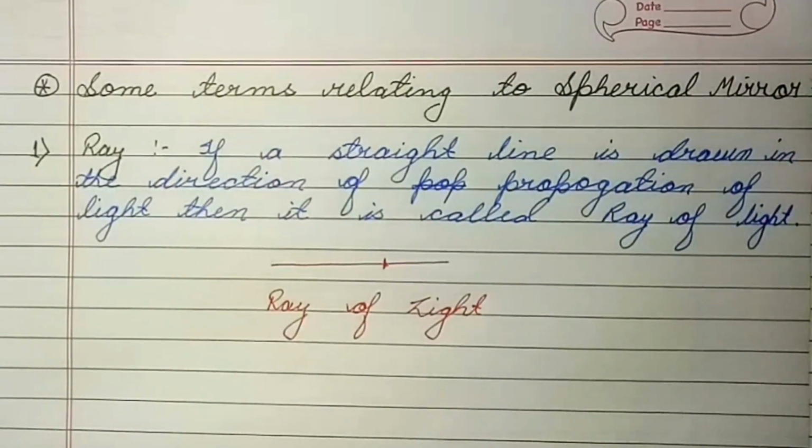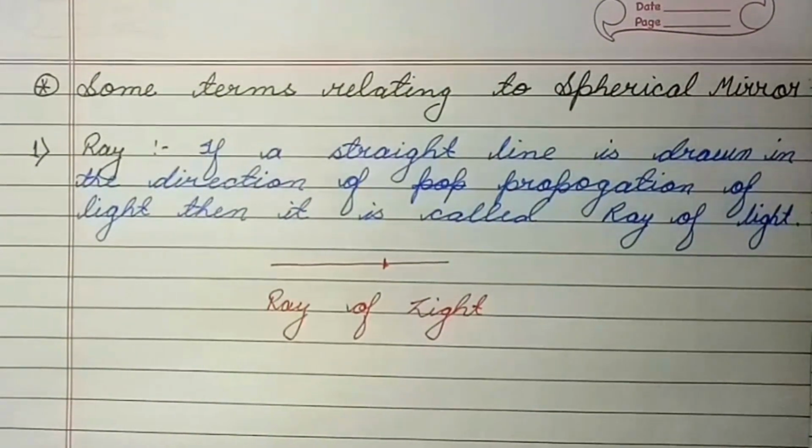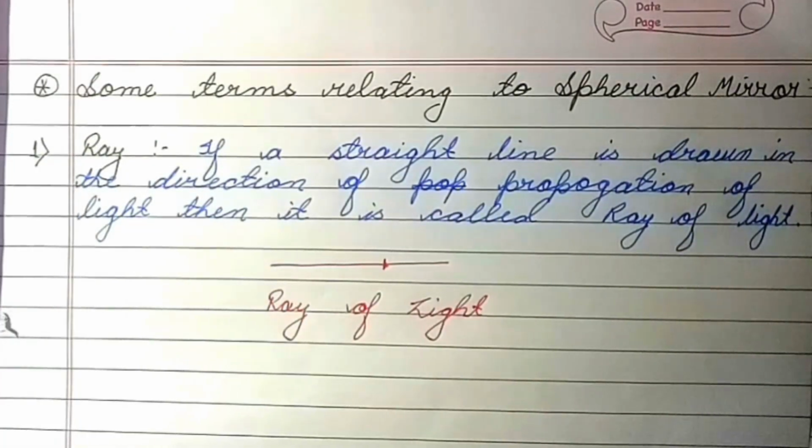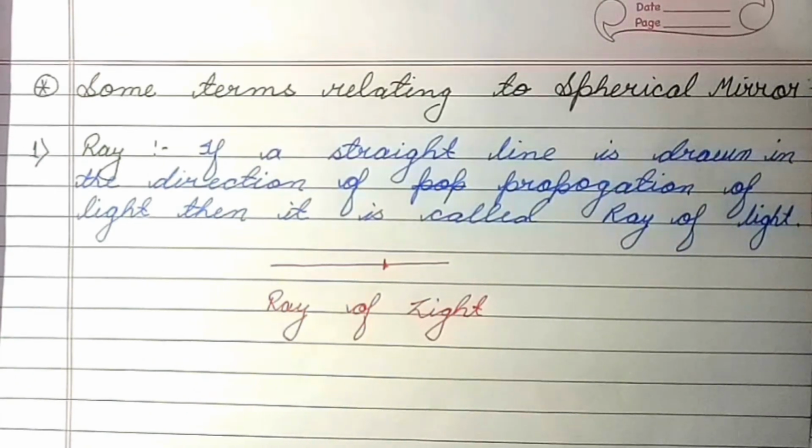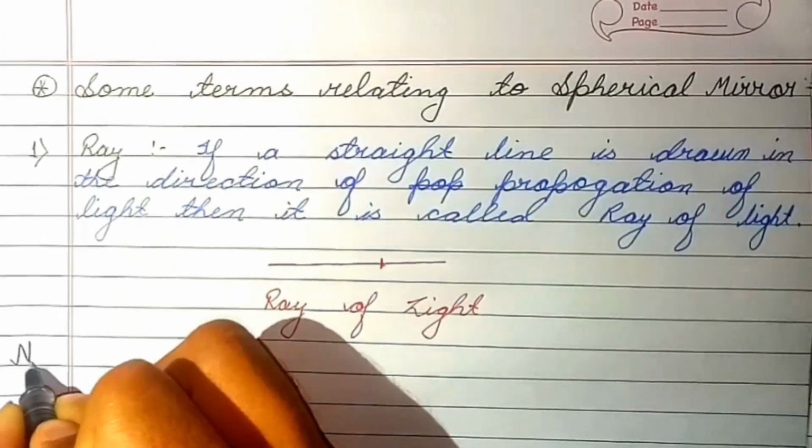So students, a question may come to your mind: why have we represented a ray of light with a straight line? Why can't it be curved? Okay, so the answer is that light always tries to travel between two points in the shortest possible time. Make a note.